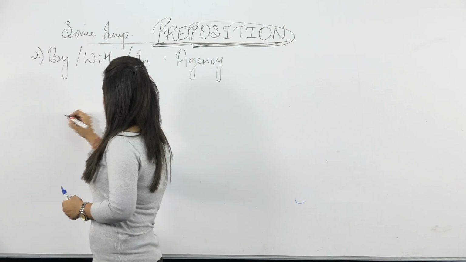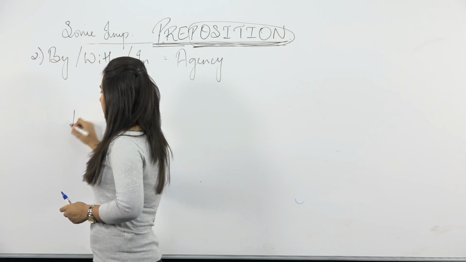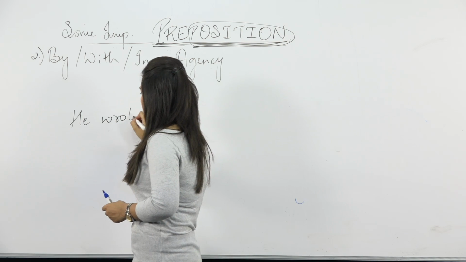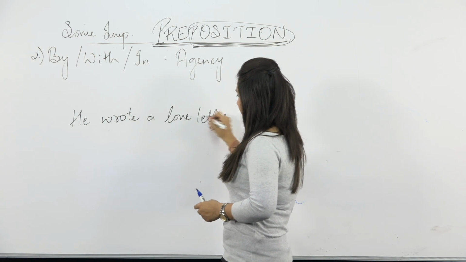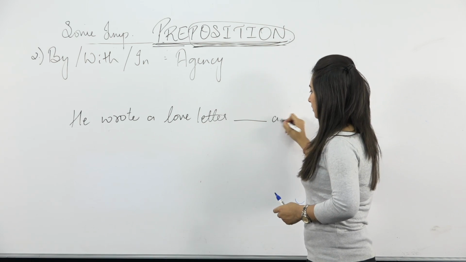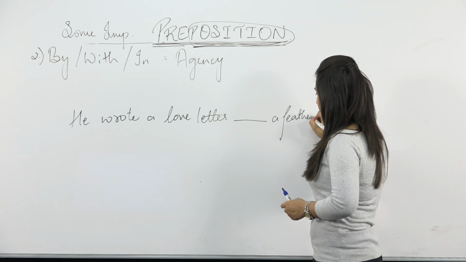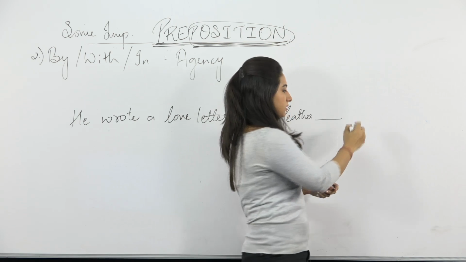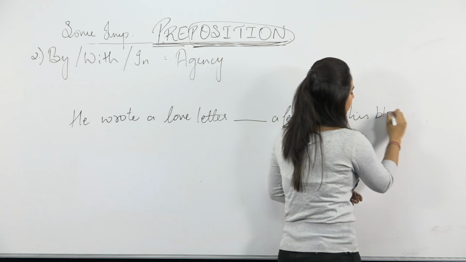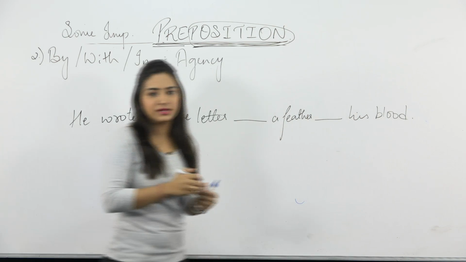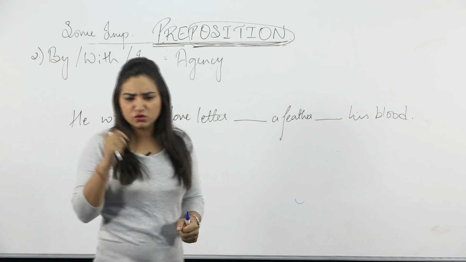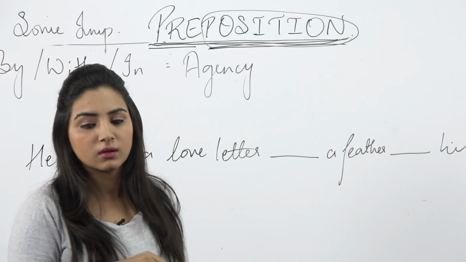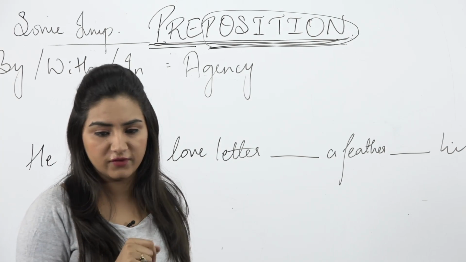Okay, suppose he wrote a love letter dash a feather dash his blood. Now tell me what will you place here? Tell me what you will place in this sentence. With is used with gadgets. Okay, by for non-living and with for living.